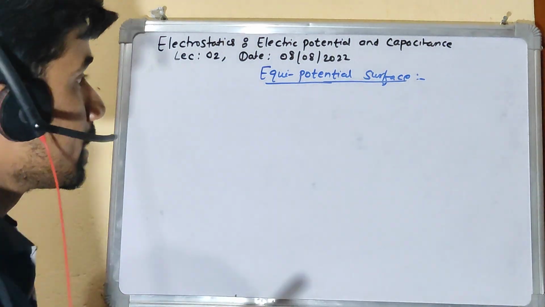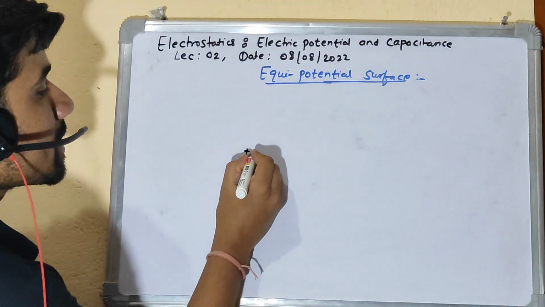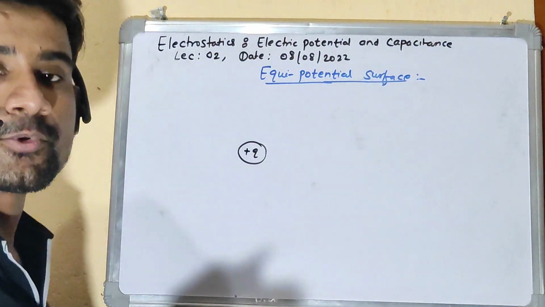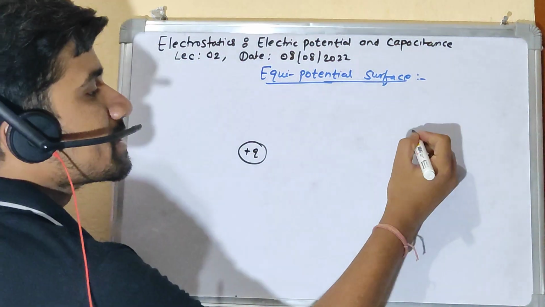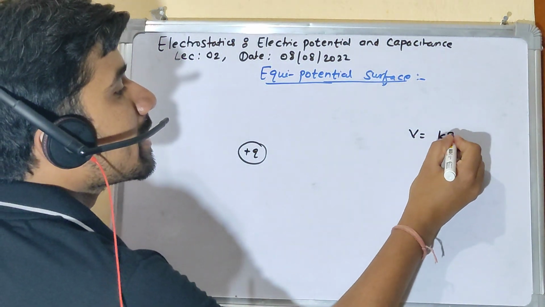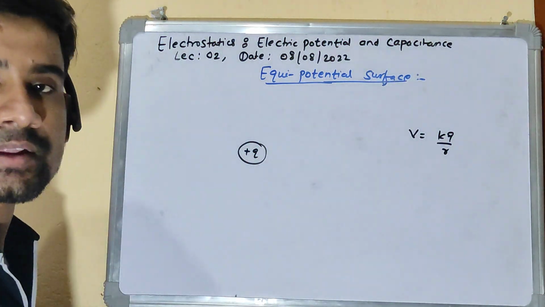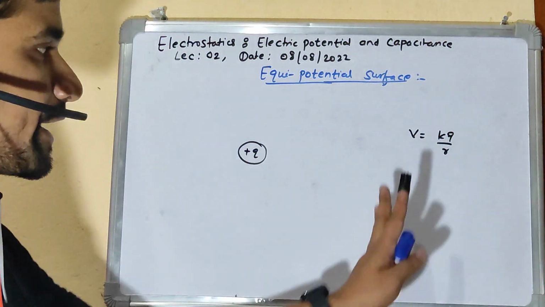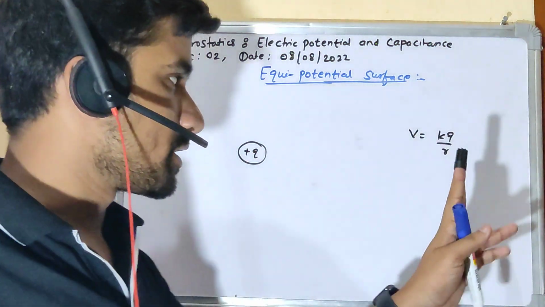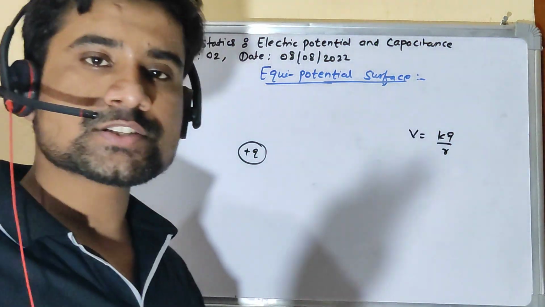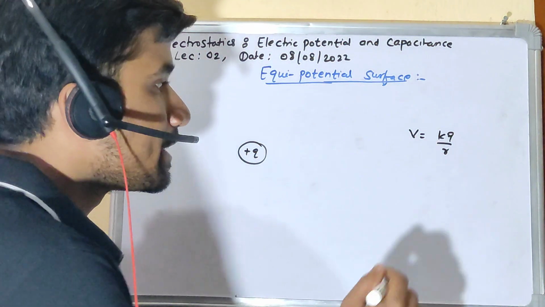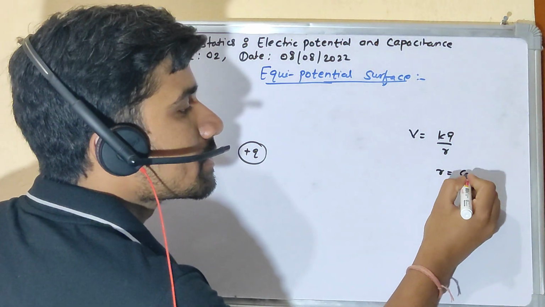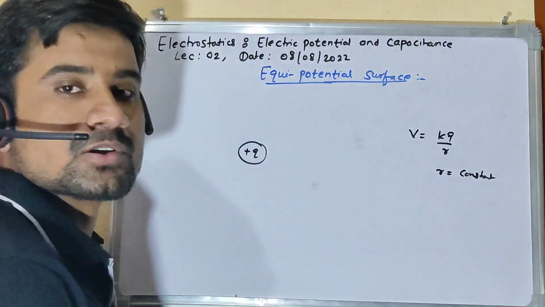Let's say this is a point charge plus q. We discussed that the potential due to this point charge at any point is kq by r. Here k is a constant, Coulomb's constant. q is a charge, it is also constant. What is variable? r. So if I need potential as constant, I need r also as constant. Then only my V will be constant.